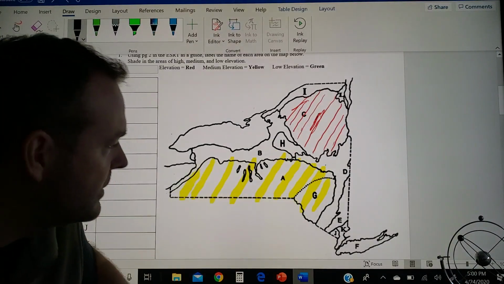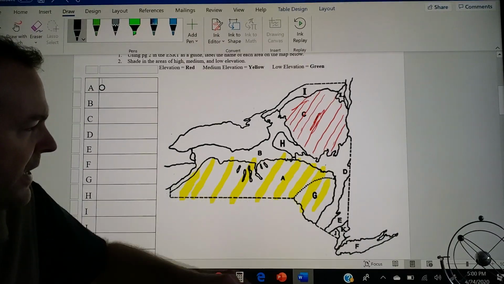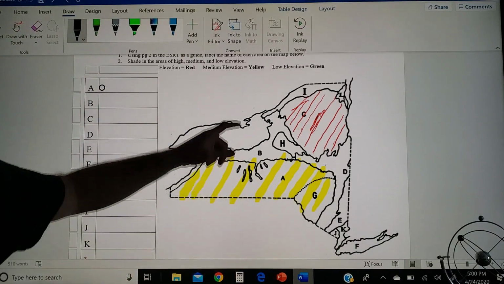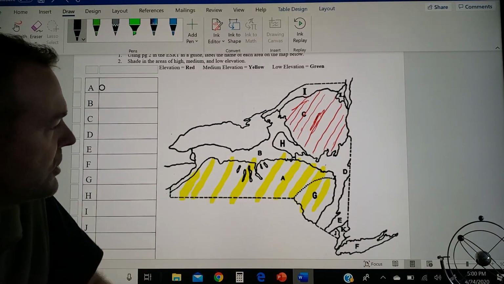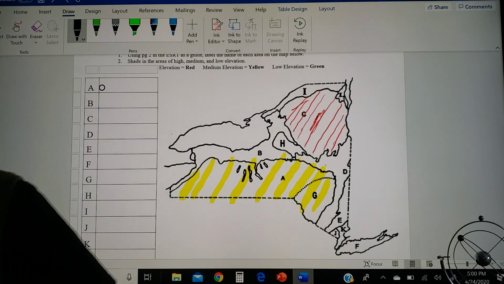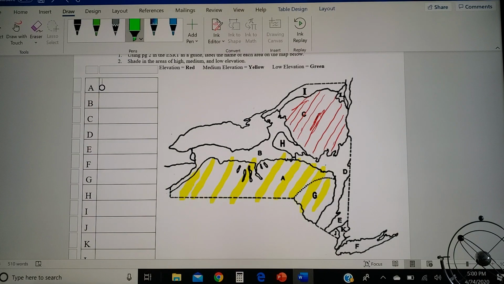Red was for the highlands. Yellow was for your middle elevation, your plateaus. And we said green for the lower elevations. So I'll pick out a couple of lowers here. Let's see. That would be like Elmont.